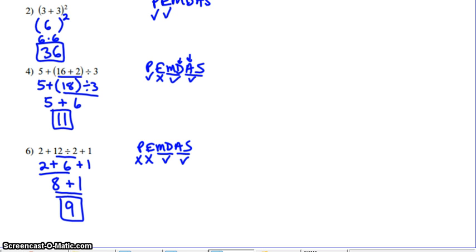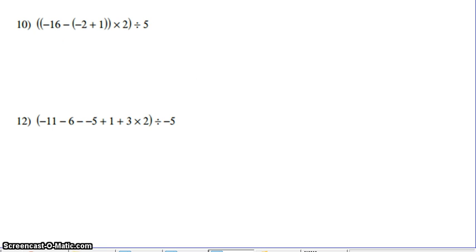Okay. Moving on to number 10. Alright, parentheses first. Now here we have parentheses within parentheses within parentheses. If I look, here's my first set of parentheses right here. Here's my second set of parentheses inside, and then I have parentheses inside those, so I got to do this first.